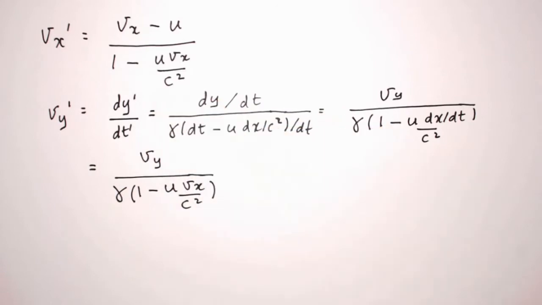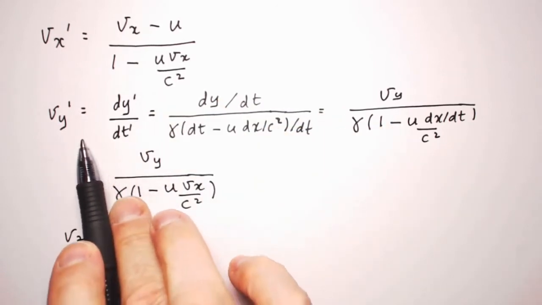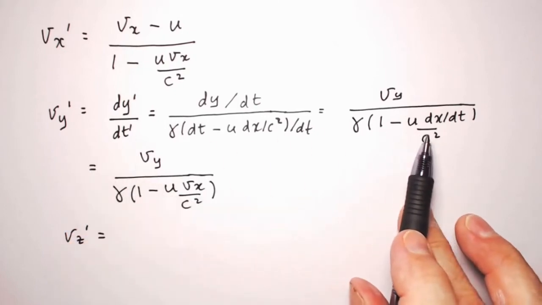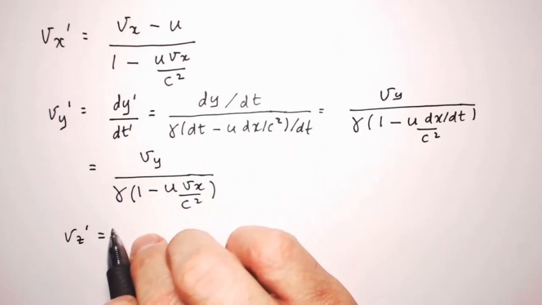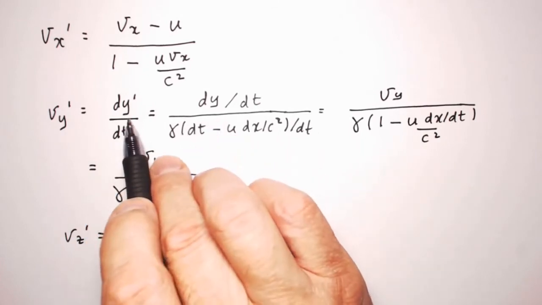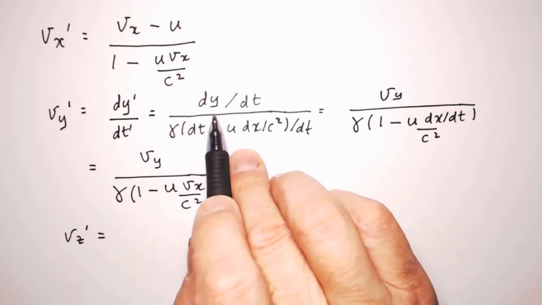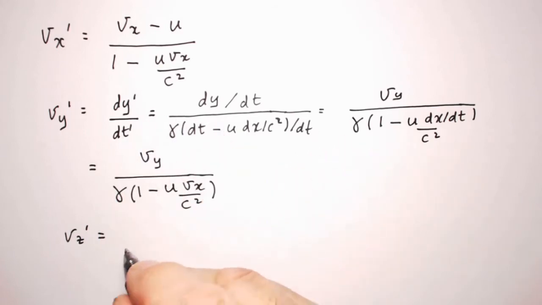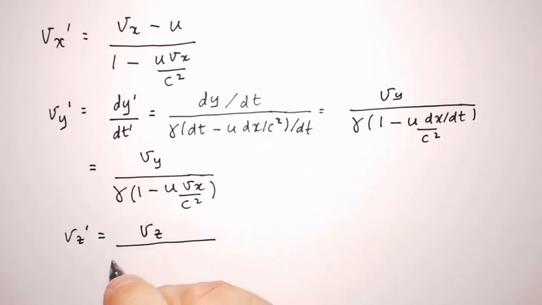In the z direction, the vz prime follows an identical path to vy prime because they're both lateral and they both have the same form, namely that dz prime is equal to dz. We replace dy prime by dz prime and dy by dz, and otherwise everything stays the same, so we can immediately write down the transformation, which has the same form as that in the y direction.